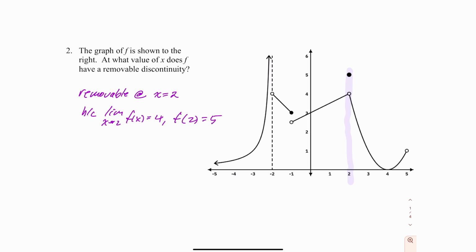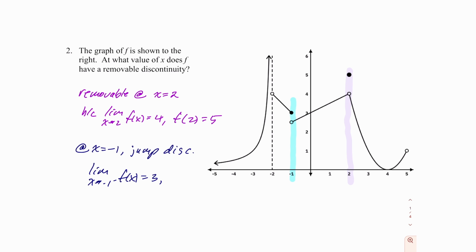There's a couple of other things happening here. At x equals -1, there's a jump discontinuity. And if we had to justify a jump discontinuity, it'd be that the limit as x approaches -1 from the left is 3, and the limit as x approaches -1 from the right is not 3. I'm going to say it's 2.5 and just guess. Which you really shouldn't do if you're justifying, but I don't want to work it out, so there you go.